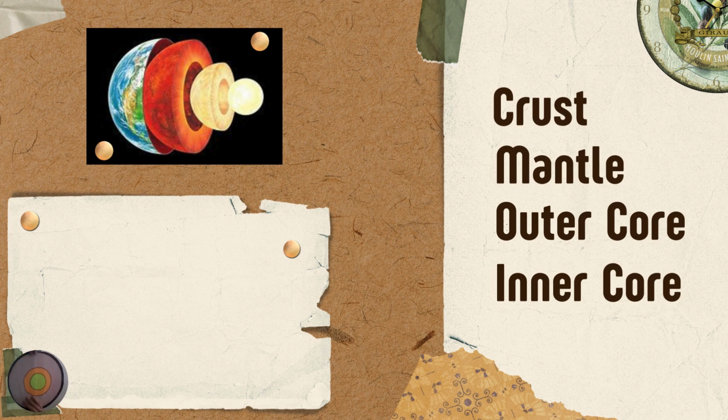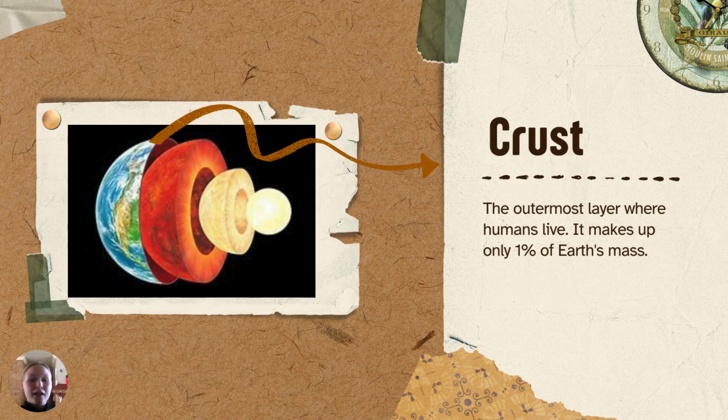When we look inside the Earth, we can see the crust, which is this dark outline of the Earth, and then we can see the mantle, which is the pink inside of the Earth, and then the outer core, and then the inner core. Now that we have the names of the layers, let's look deeper into each one.